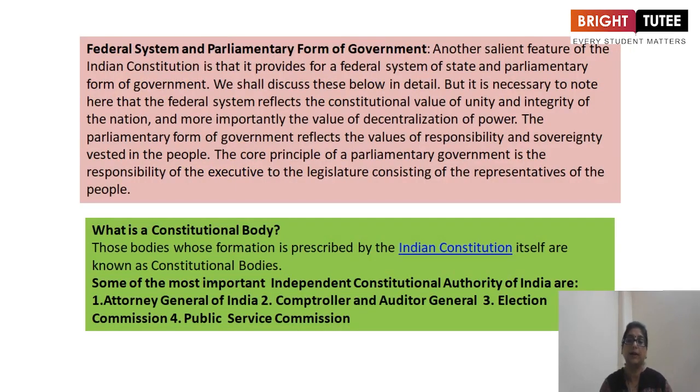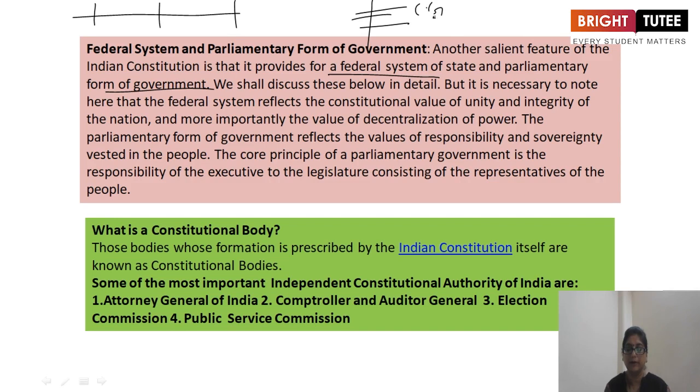Then the federal system and parliamentary form of government. Another salient feature of the Indian Constitution is that it provides a federal system of state and the parliamentary form of government. That means powers are divided in horizontal and vertical form. This you have done in your junior classes as well. Like here it is the central government, then the state government, and here the local government. Here the legislature, then the executive and the judiciary. So these are the powers that have been divided under federalism.